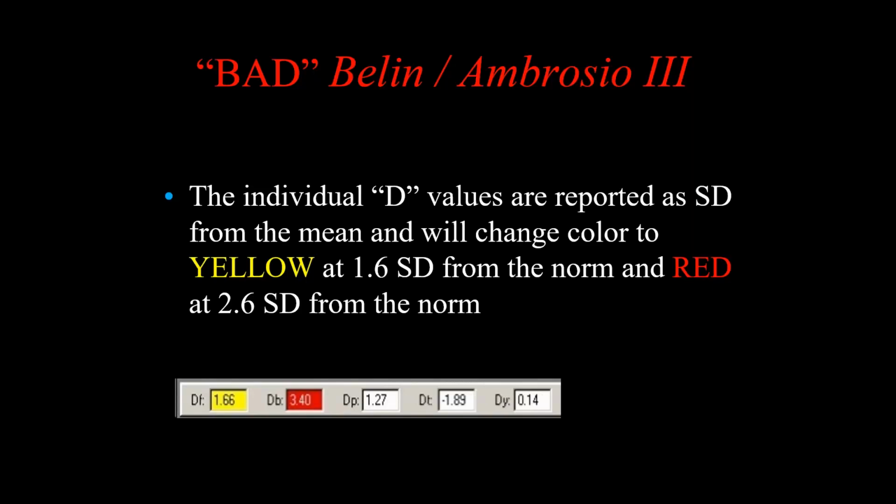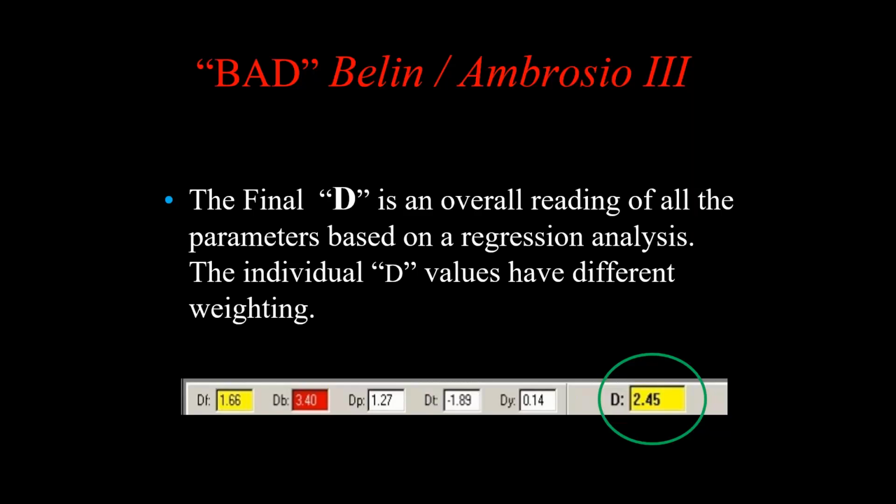But those are just the individual parameters. The only parameter that has statistical validity is the overall reading, what we call the final D reading. So again, don't overread any of the individual parameters. It's really the final D that has the statistical validity in separating normal from abnormal.